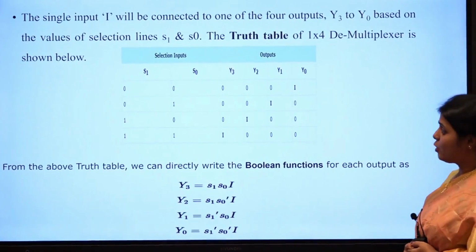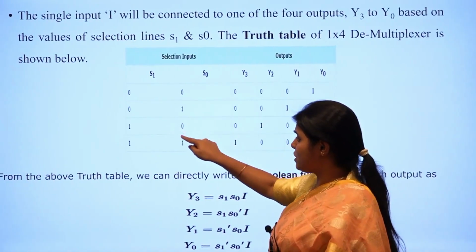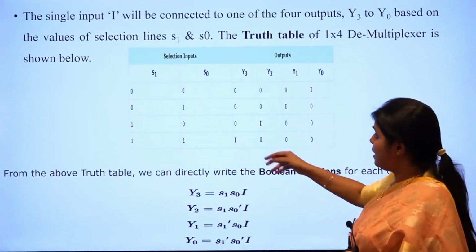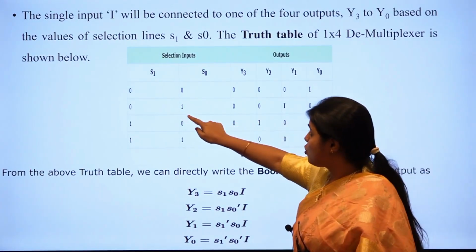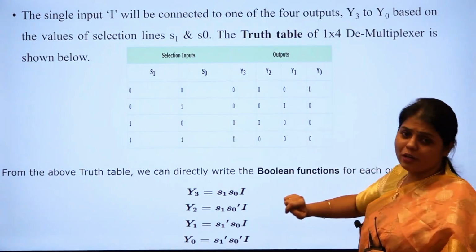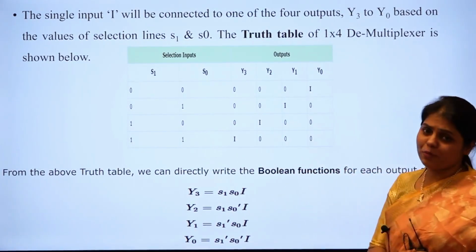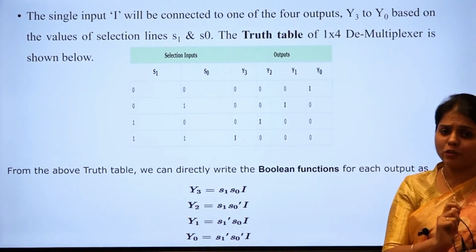This is the block diagram for the 1 by 4 demultiplexer, and this would be the truth table. As you can see, I have two select inputs 0, 0, 0, 1, 1, 0 and 1, 1. For 0, 0, my I is appearing at Y0. For 0, 1, I is appearing at Y1. For 1, 0, I will appear at Y2. For 1, 1 combination, I will appear at Y3. Here the truth table would be a bit different compared to the multiplexer.